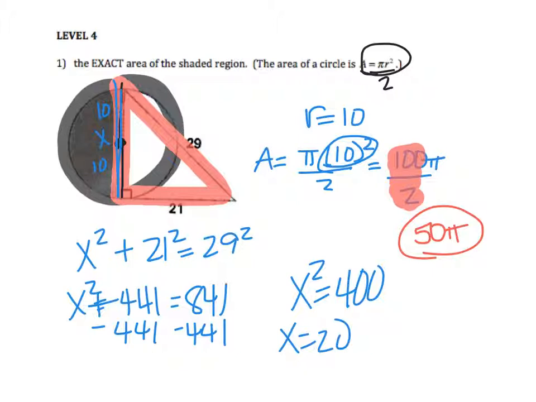Okay, level 4s. They're tricky, but it's a lot of knowing how to use the Pythagorean theorem, finding the last side, and relating it to another shape or another question in the same problem.